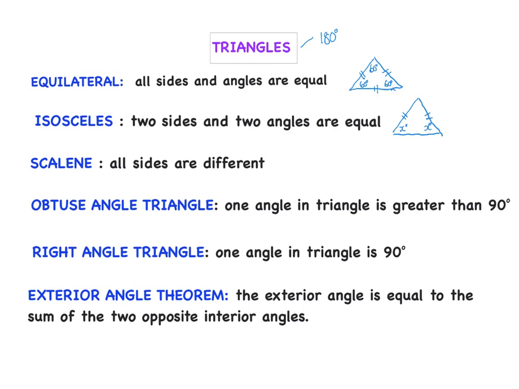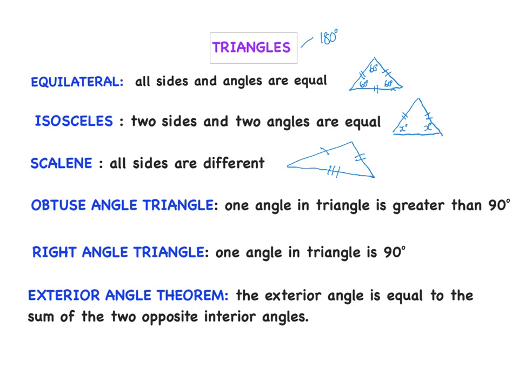Now a scalene means they're all different sides. So it might look like this. And how they'll indicate it is to show you that they're different. So they might say this side, see how I've put a different amount of lines through each side? That's to show that they're all different.